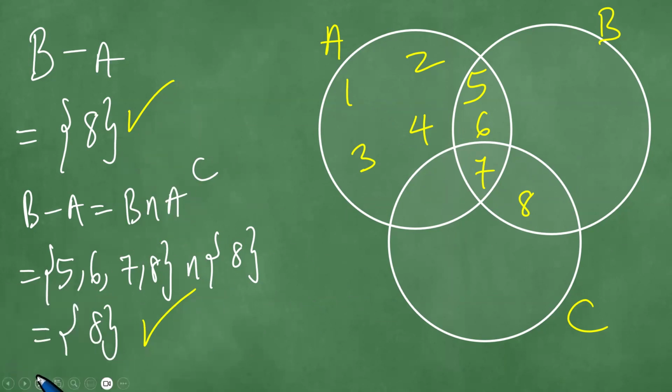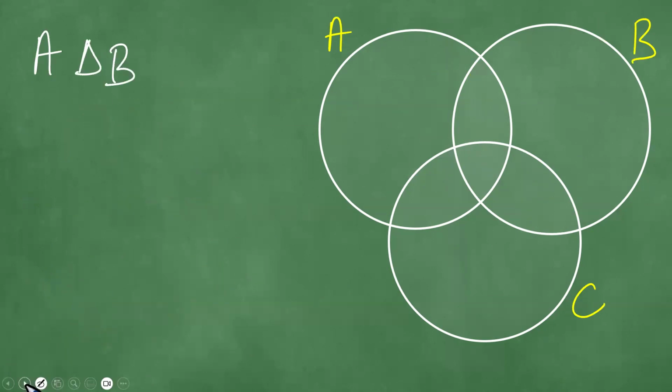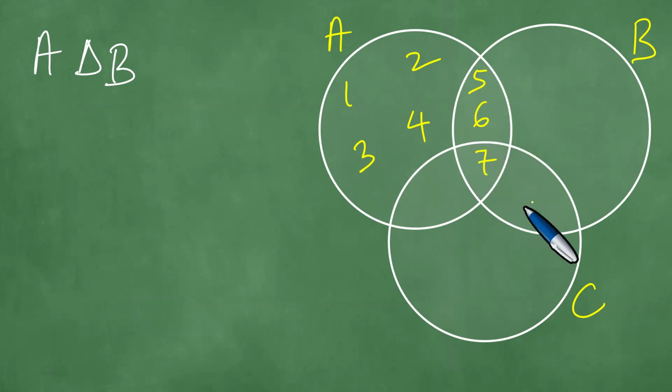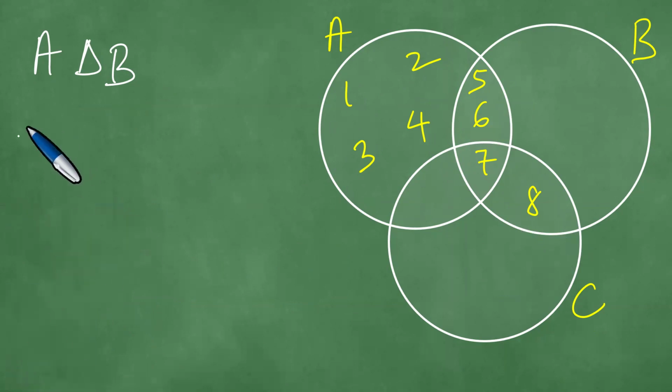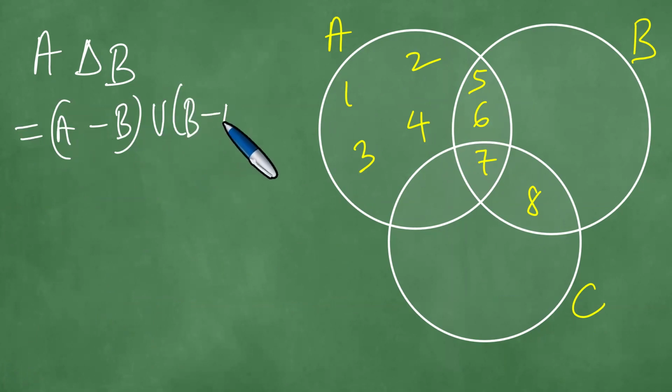Next, we have B minus A. Now we have the symmetric difference of A and B. The symmetric difference of A and B consists of the elements 1, 2, 3, 4 and then 5, 6, 7, 8. In the end, we want to find the symmetric difference of A and B. By definition, the symmetric difference is A minus B union B minus A. That is the symmetric difference of the two sets.